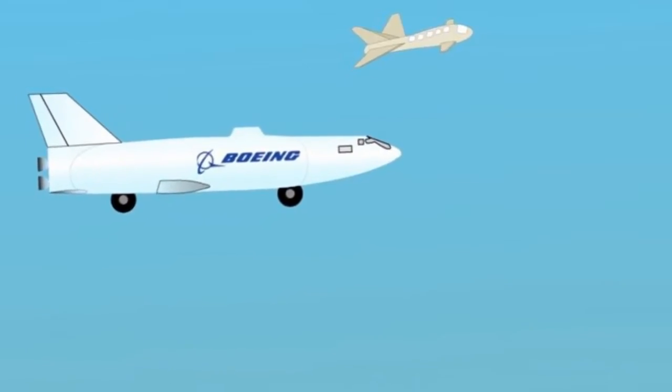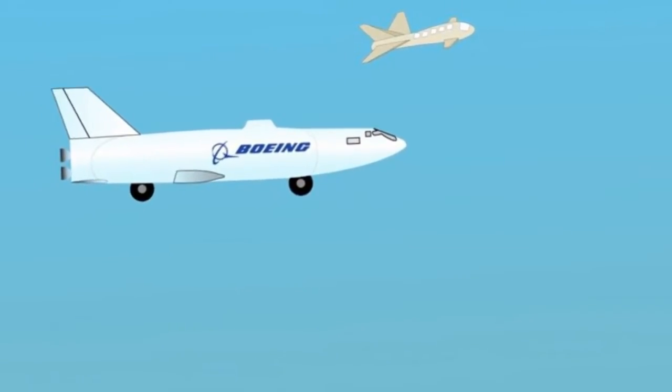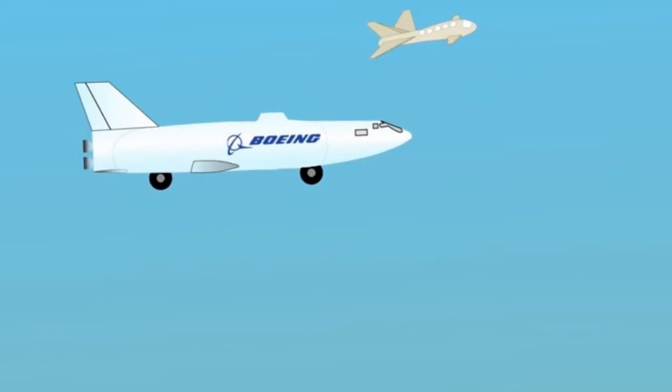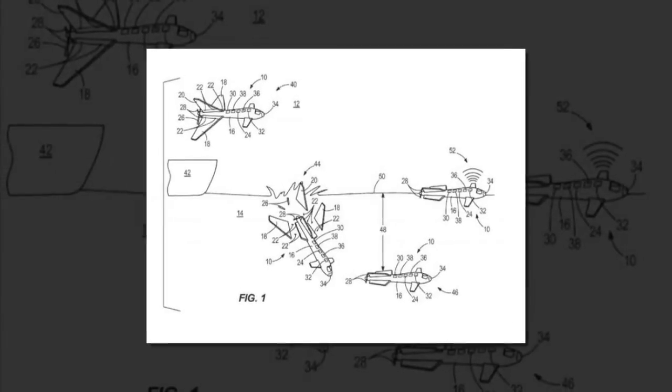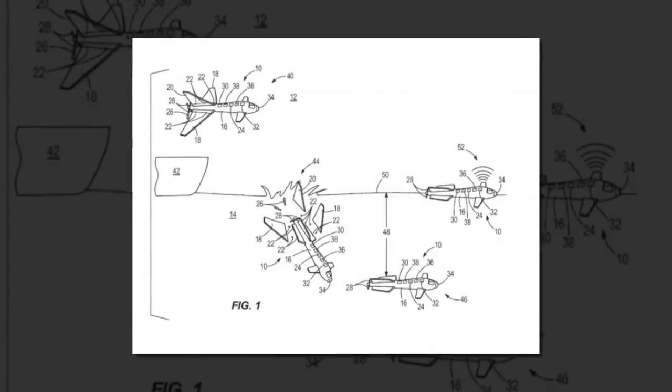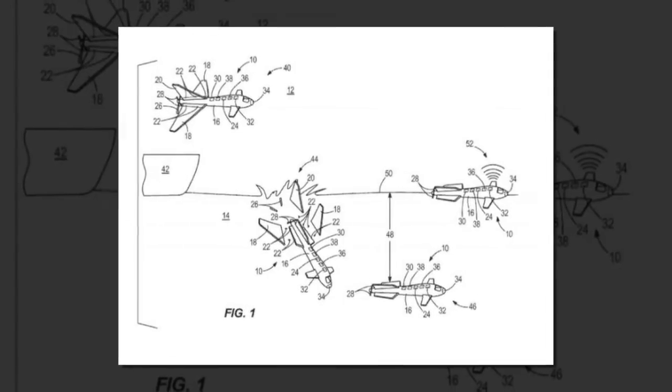Early this year, the U.S. Patent and Trademark Office approved a patent application from Boeing's Nathan Hiller for a rapid deployment air and water vehicle. In other words, Boeing has patented a remotely operated flying drone that can transform into a submarine.